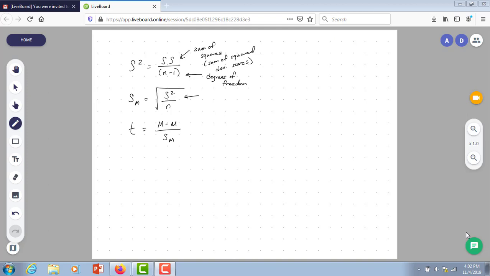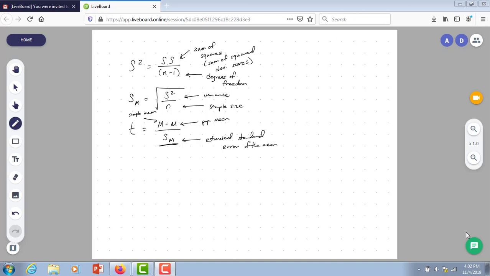s squared, variance, n, sample size, sM, estimated standard error of the mean. And then in this numerator for your t-statistic, you have a population mean, and you have a sample mean.